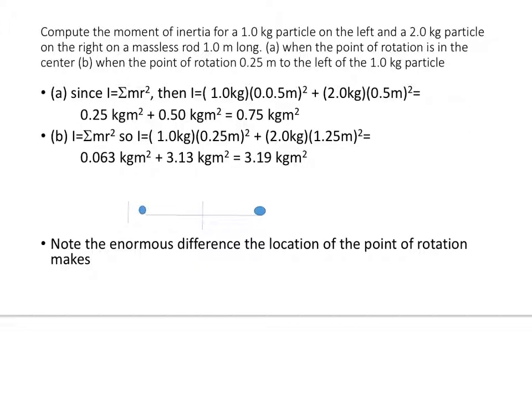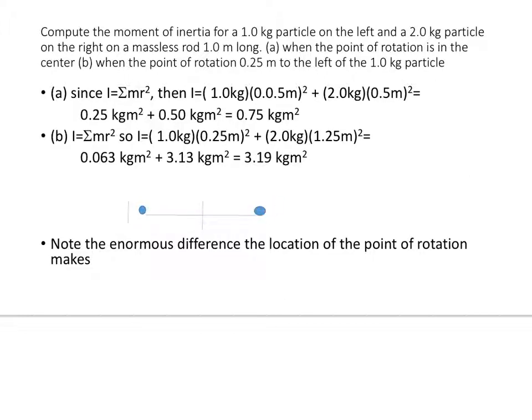So here's a little problem that will illustrate some things about this moment of inertia. We want to compute the moment of inertia for a 1 kilogram particle on the left and a 2 kilogram particle on the right. It's on a massless rod, 1 meter long. Two situations. One, when the point of rotation is in the center, and the other, when the point of rotation is 0.25 meters to the left of the 1 kilogram particle. So you can see a little diagram down here.